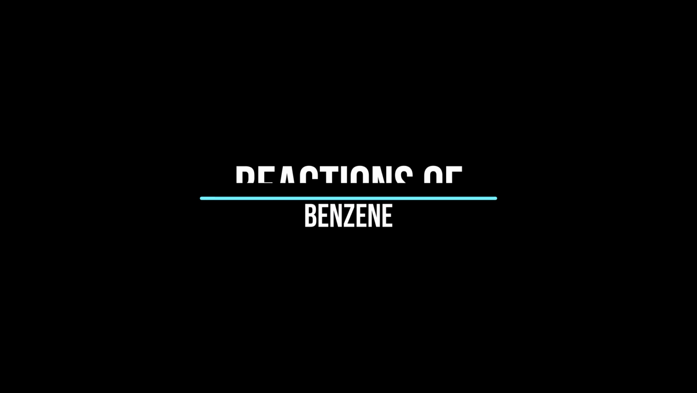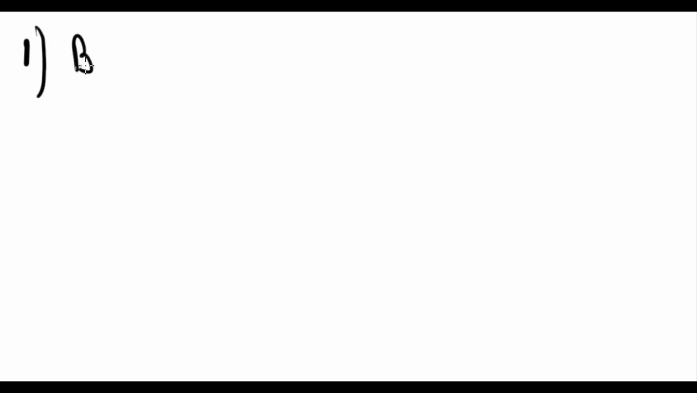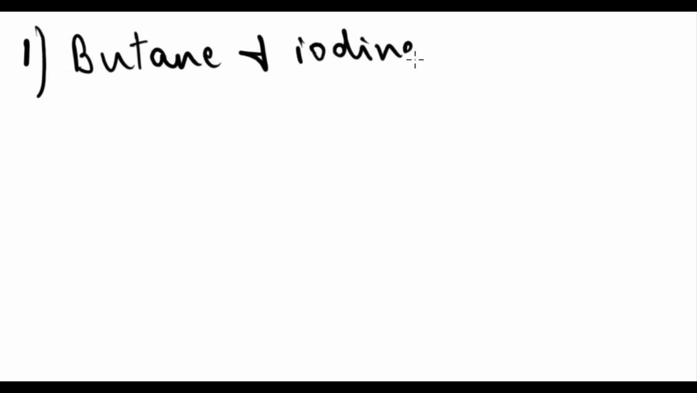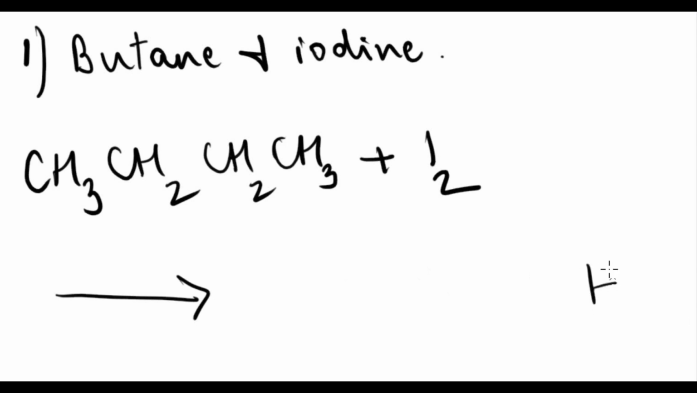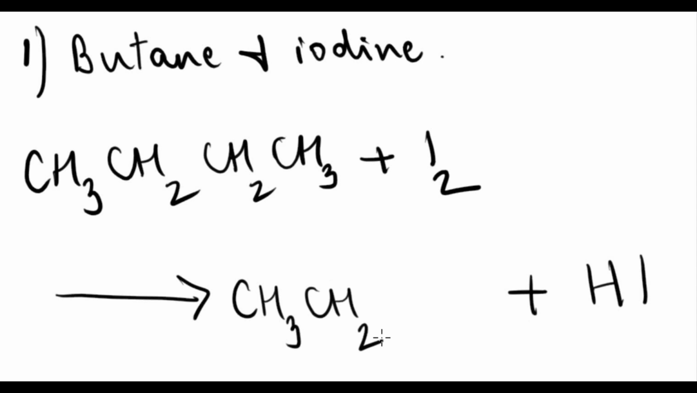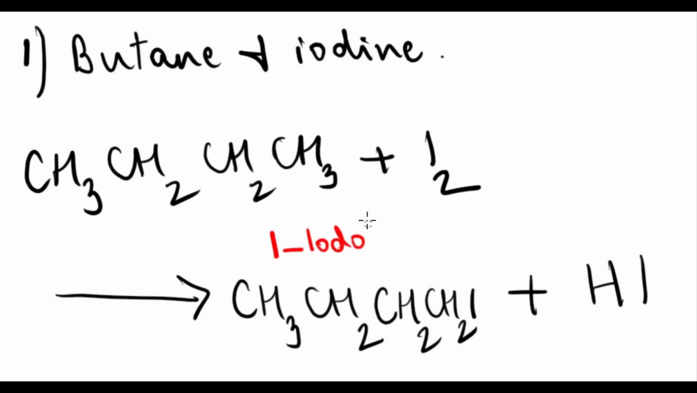Today we'll do reactions of benzene, but first we'll start with a homework from the last video. So the first question was the reaction of butane and iodine. So we know that butane is an alkane and they undergo substitution reactions. So here we have butane plus iodine. It will only add one iodine to the alkane and hence we get iodobutane plus hydrogen iodide. You can write 1-iodobutane or just simply iodobutane because it's only one functional group.